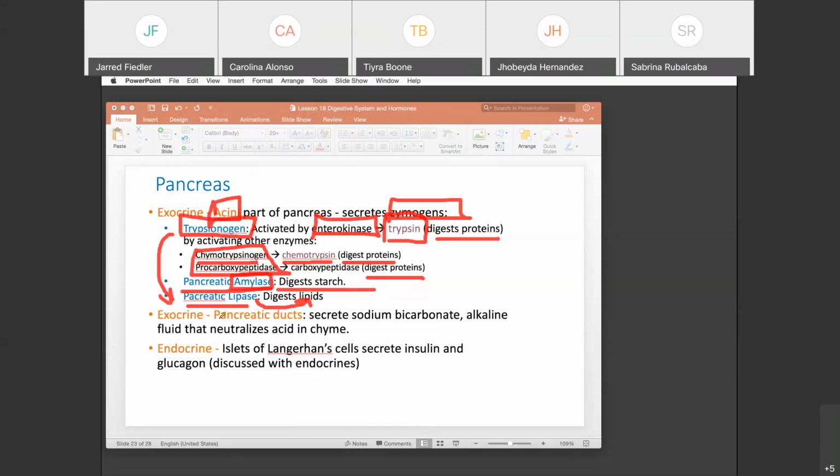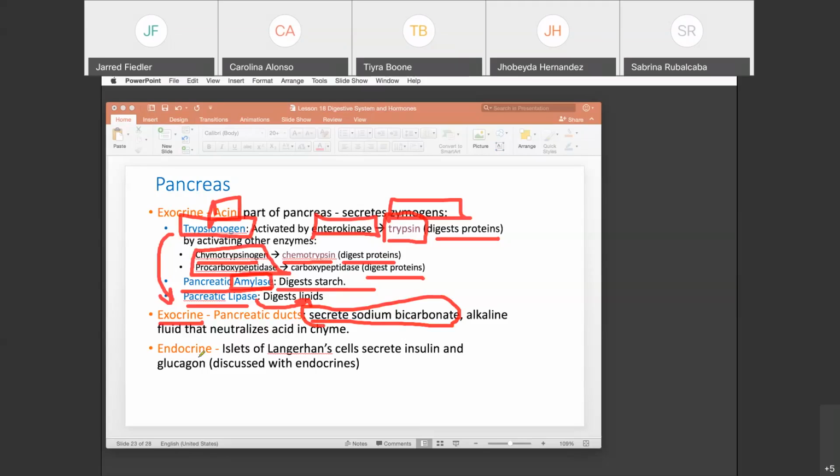Now, these are the pancreatic ducts. They're part of the exocrine system portion of the pancreas. The pancreatic ducts, on the other hand, are going to be secreting sodium bicarbonate. Now, remember, this happens with the help of secretin. Secretin is going to help to release sodium bicarbonate, right?